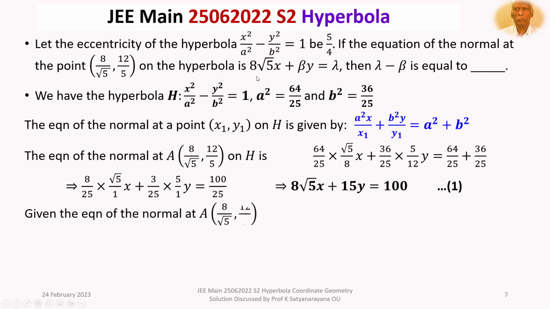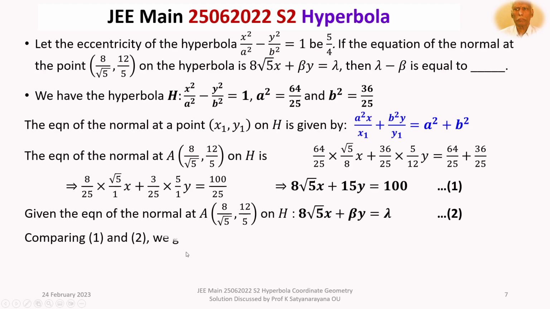But it is given in the question the normal at A on H is 8 root 5 x plus beta y is equal to lambda. Let's call this equation 2. Equation 1 and equation 2 are one and the same. Therefore, comparing equations 1 and 2, we get beta is equal to 15, lambda is equal to 100. What is it that we want? We want to find the value of lambda minus beta. Lambda minus beta is equal to, lambda is 100 minus beta is 15, that is 85.